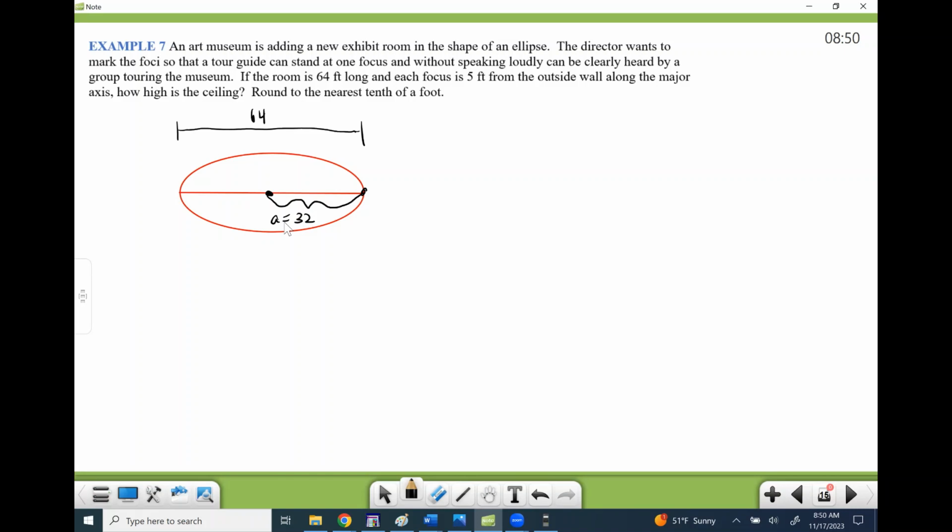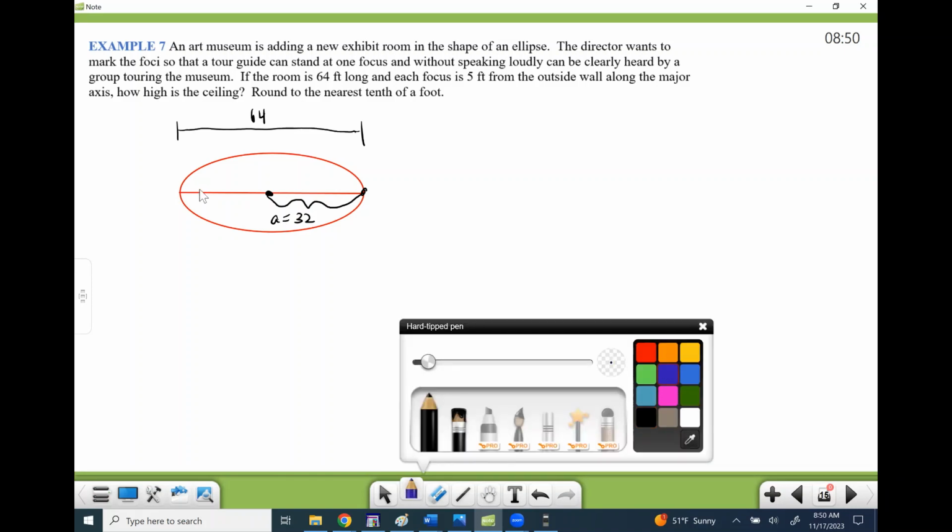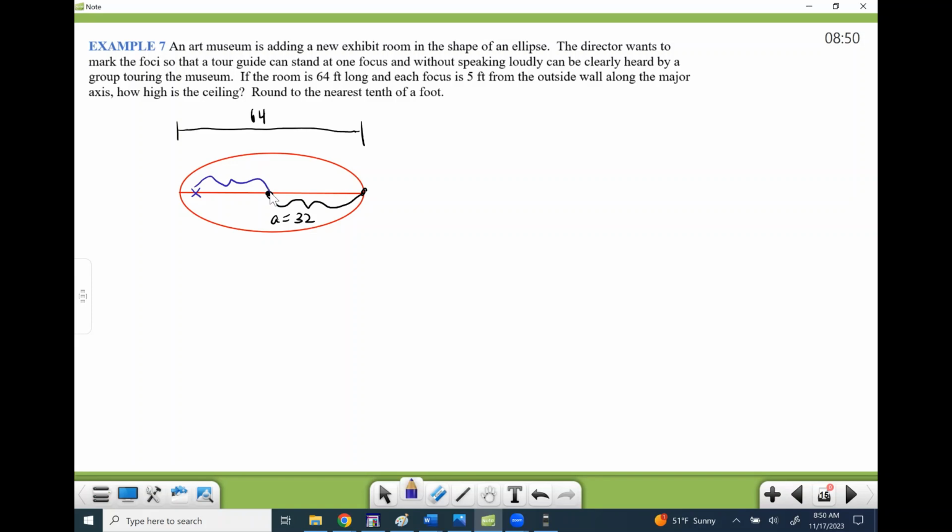Now it says each focus is 5 feet from the outside wall. Well, that's not how it was usually given to us. They're not giving us this distance, which is what we want. They're saying it's 5 feet from the outside wall. So in other words, that's what's going to be 5 feet. Well, I don't want that. I want the distance from the focus to the center.